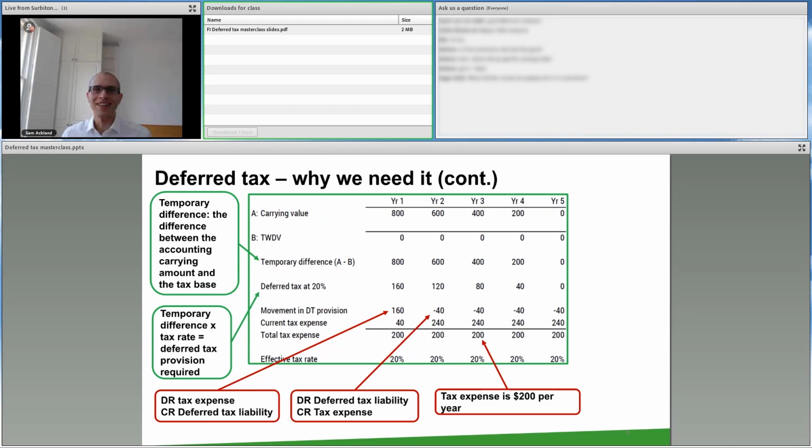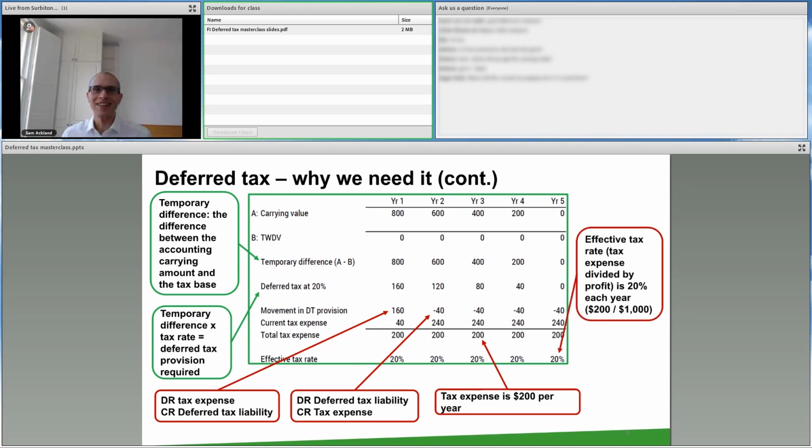Gagan, the current tax expense was taken from the previous slide. So we did in the previous slide calculate what the current tax was based on the taxable profits. So if you look at your previous slides, if you download them, you'll be able to see that.